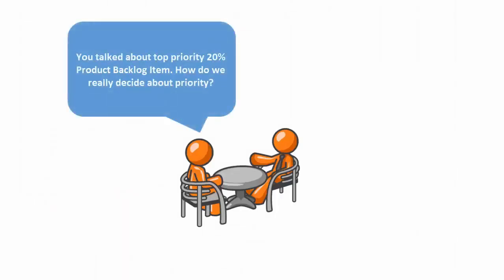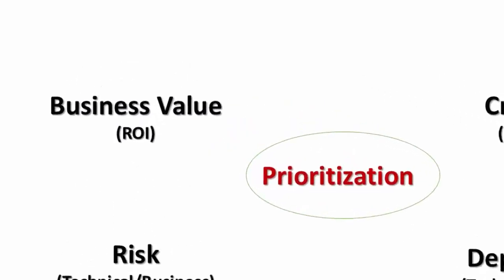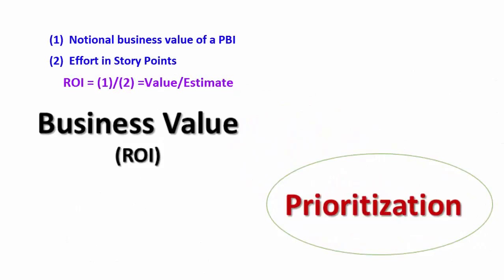You talked about the top priority 20% product backlog items. How do we really decide about priority? First, you need to tell us the notional business value, say in dollars, for every deliverable according to you. This will help us compare the items. We can then estimate the efforts in story points. The ratio of the two will give us the ROI figure, meaning ROI equals business value divided by estimate in story points. We can then take the higher ROI items first.